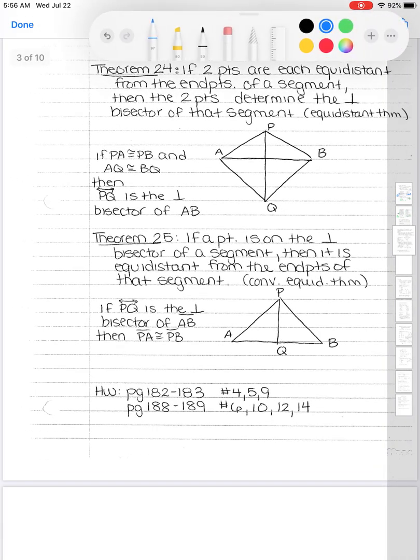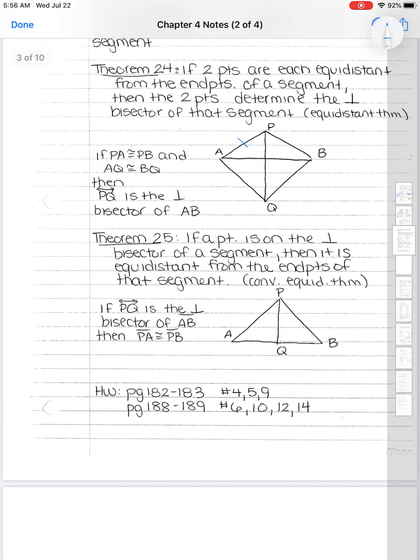So the perpendicular bisector of a segment, which we touched on in the last section, is the line that bisects and is perpendicular to the segment. So you're taking both of those vocabulary words and you're basically just combining them. All right, so let's go over these new theorems here. So, equidistant theorem.